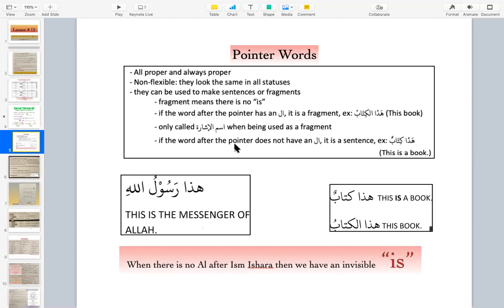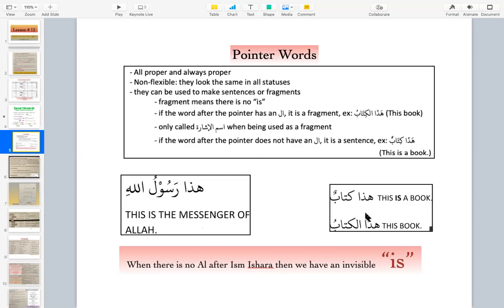So if the word after the pointer does not have an al, then it is a sentence. For example, we say haza kitabun. Now there is no al over here, so the translation is: this is a book. Remember, when there is no al after haza, there is some invisible is in this haza, and you are going to say this is. So this is a book. We made a simple sentence over here.